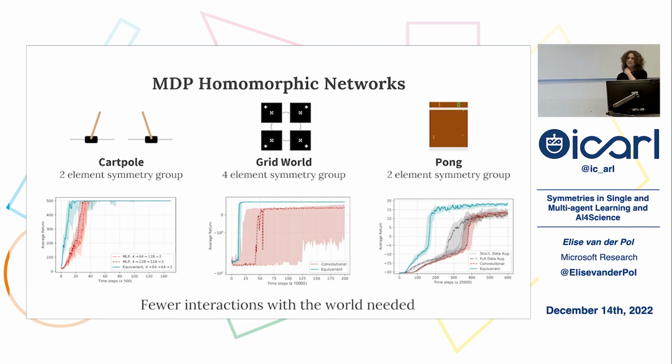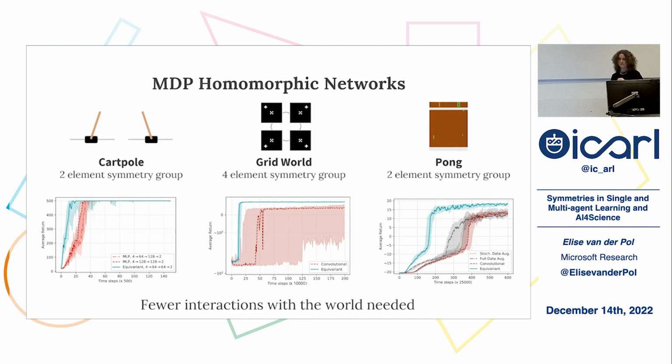So we evaluate this on a bunch of problems where we see that there are some symmetries. One is Carpool, one is grid world navigation, and one is the Atari game Pong, where you have a symmetry over the horizontal axis. In these evaluations, higher is better because it's the average cumulative reward on the y-axis, and on the x-axis you have the number of time steps. The green curve here is the equivariant or MDP homomorphic policy network. The red is a standard type of network, like your normal MLP or your normal convolutional network. And the gray one in Pong is a data augmentation baseline.